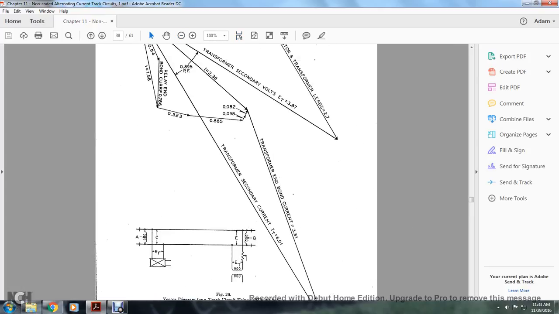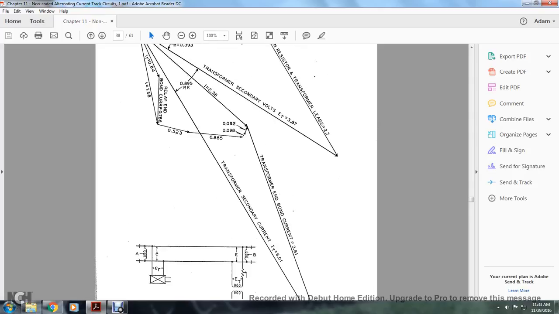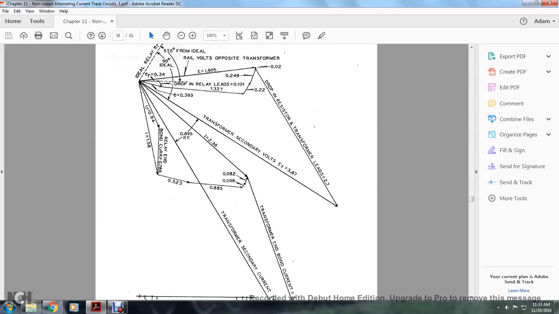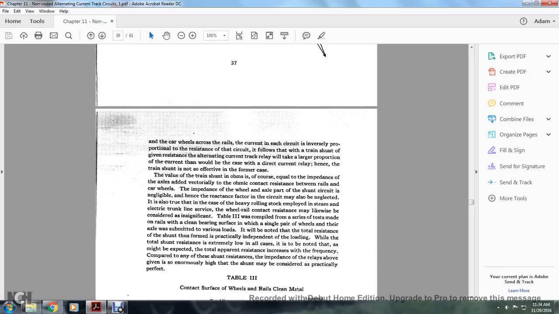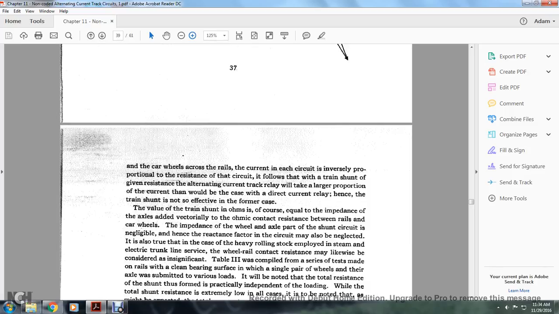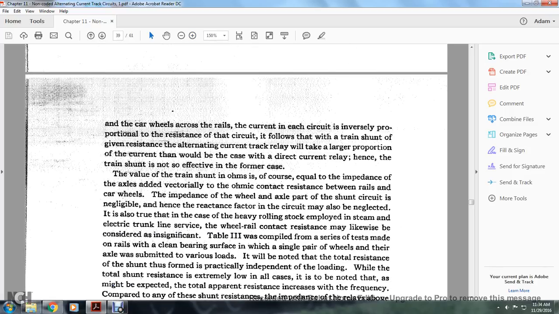Alright, Figure 26 shows the vertical track circuit using PTV diagrams. Here's the track circuit. It shows all your different tangents and volts, opposite transformers, and degrees. Just we're using cosines. I really don't get that, but the value of the train shunt in ohms is equal to the impedance of the axle plus the ohmic contact resistance between the rails and the car wheels. Impedance for the wheel and axle part of the shunt circuit is negligible, hence the reactance factor in the circuit may also be neglected.